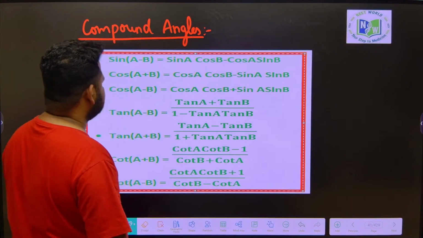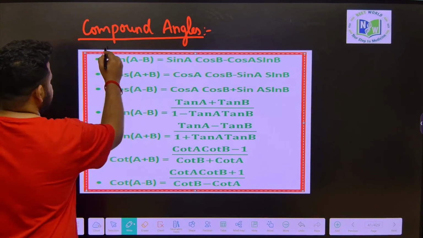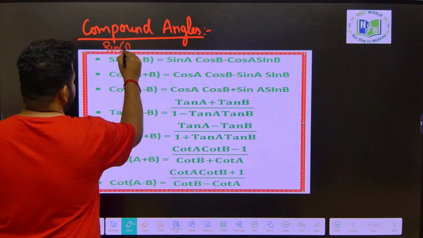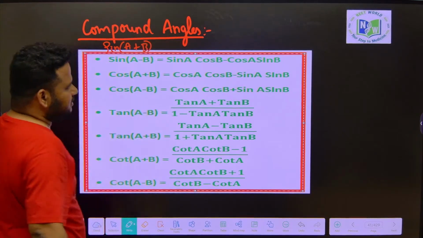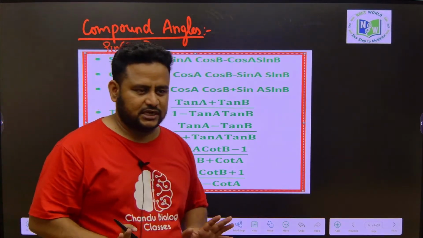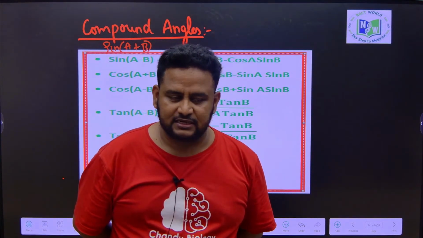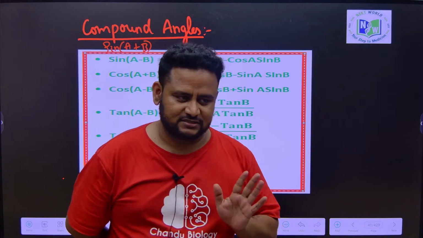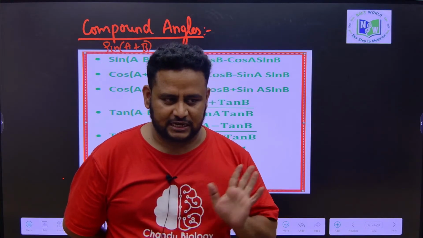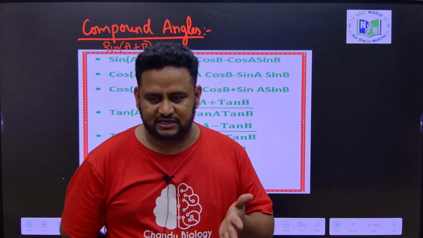Sin of a minus b, sin of a plus b. Sin of a minus b is there, sin of a plus b is not there. Sin of a plus b. These are called compound angles. Till now we learnt various other things, but this is very important: compound angles. The questions will come directly from this. Based on the formula, they will give the question. I will show you now itself the previous year question that they have asked.